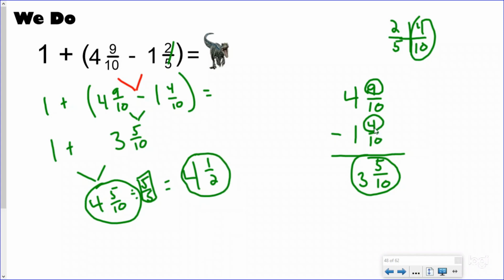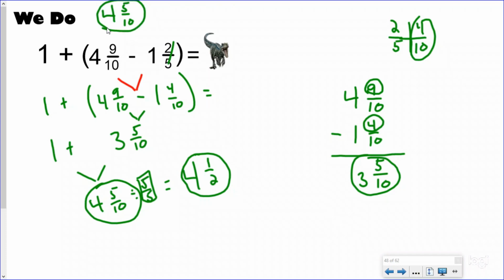So I had to line up my mixed numbers vertically, just like I had to when I was adding mixed numbers, and subtract, as always, simplifying my answer when I can. Now, I'm going to write my answer as 4 and 5/10 over here, because now we're going to have a little bit of unscripted fun.